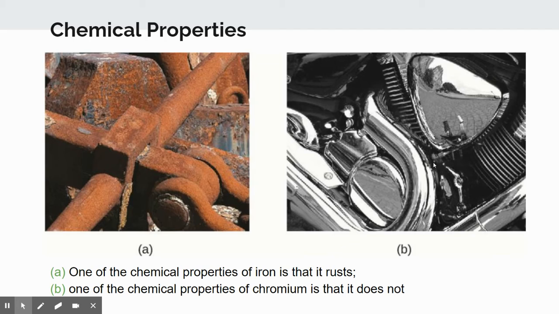Here's an example of that. We have a chemical property of oxidation, right? This is rust forming on iron, and iron readily rusts, whereas chrome-plated steel does not regularly rust, right? It takes a lot longer. So that's a chemical property.